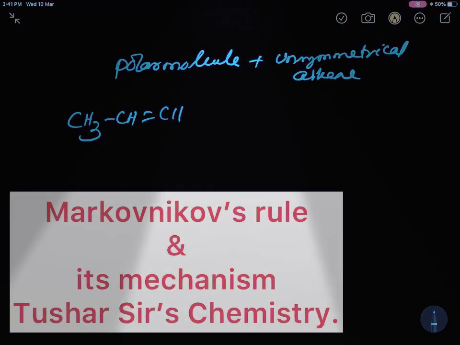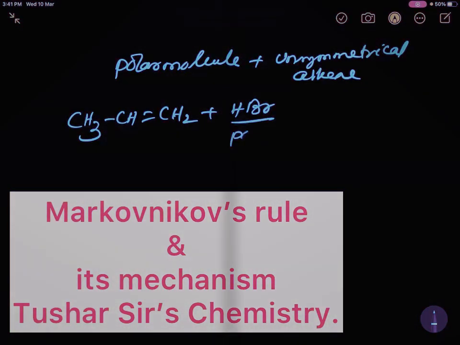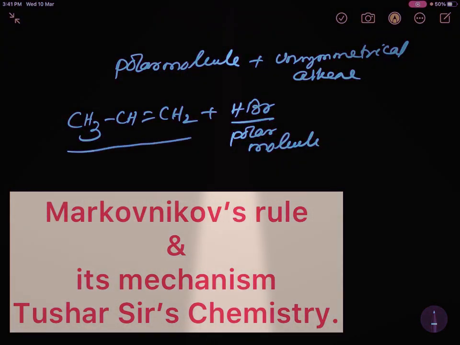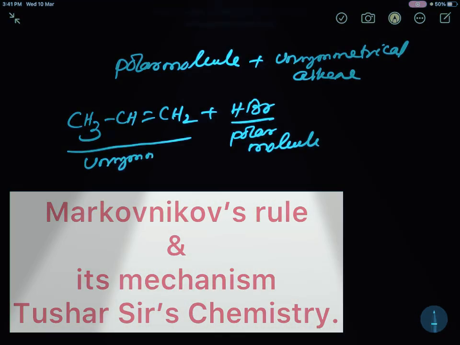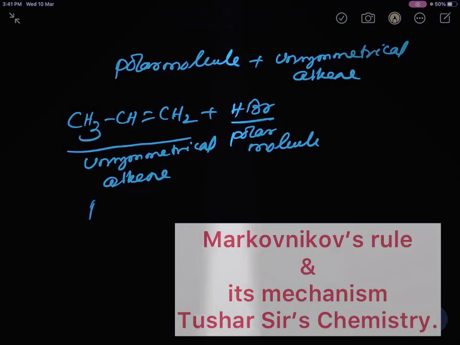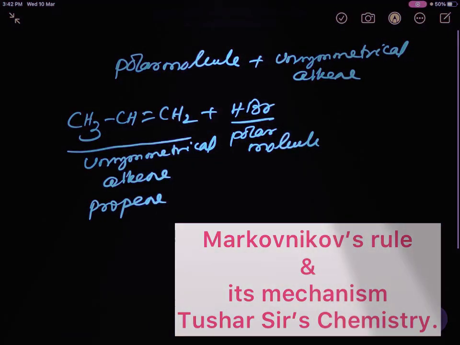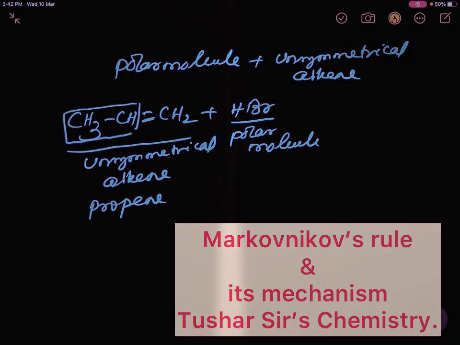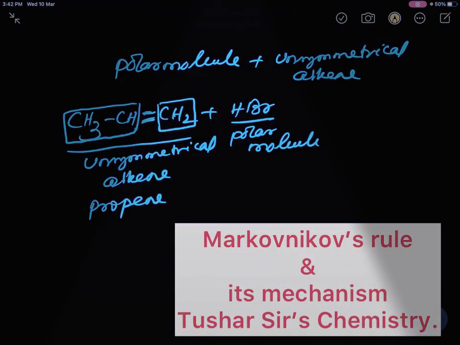Let us add CH3CH=CH2 with HBr. HBr is a polar molecule. This is an unsymmetrical alkene, also known as propene. Why unsymmetrical? Because on this side you will find two carbon atoms, on this side you will find one carbon atom. So this is unsymmetrical.